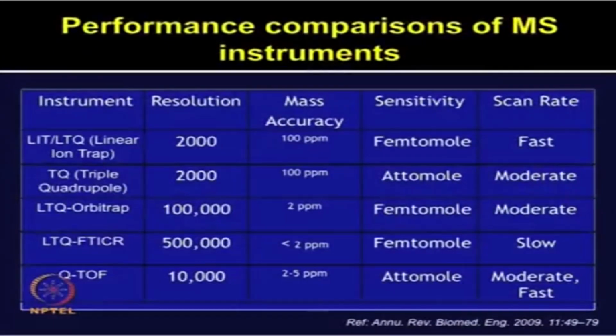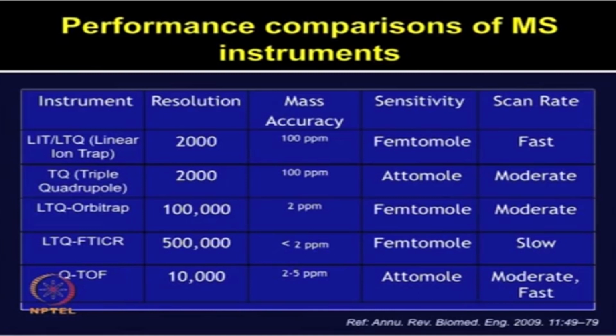So, finally, there are so many mass spectrometers currently available commercially. Depending on an individual's application, one can select different types of configuration. Based on an excellent review from Yates and colleagues, I have provided this performance comparison of MS instruments in the following slide. Here you can see the linear ion traps or LIT or LTQs.